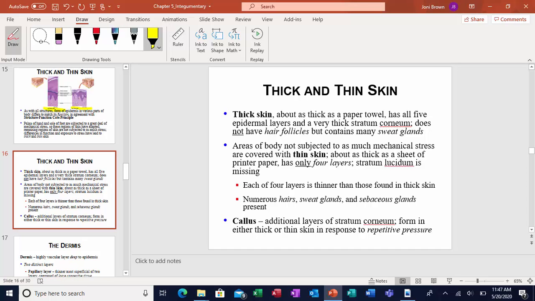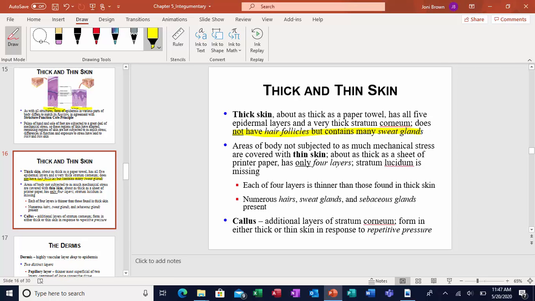Thick skin, we say thick skin, we look at these graphics, but it's really about as thick as a paper towel. It has all 5 layers, and the stratum corneum is very thick, lots of layers. There's no hair follicles, but a lot of sweat glands. Think about it. You've got thick skin on your palms and the bottoms of your feet. Do you sweat? Can you get sweaty palms, sweaty feet? Yes. But do you grow hair from your palms and the soles of your feet? No.